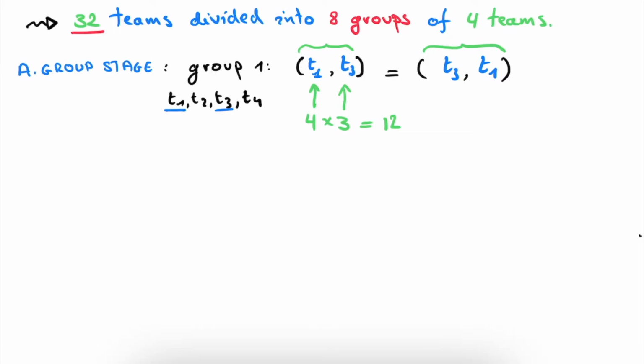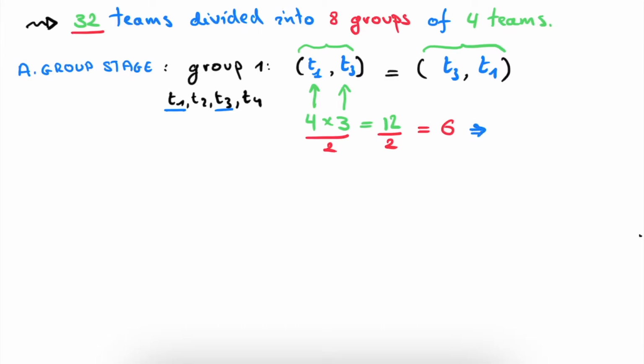And this will be the case for any choice that we made of 2 teams. Each time we counted the match twice. To account for this, we need to divide the number of choices that we could make by 2. And doing this, we see that the total number of matches within each group of 4 teams is 6.